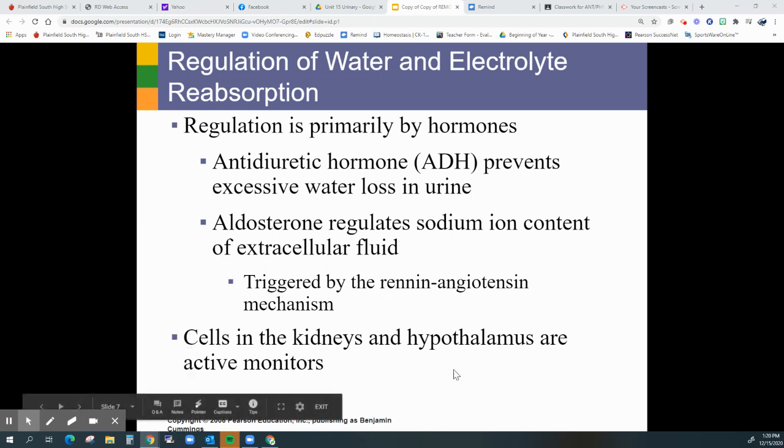And again, this just reiterates what I talked about a few minutes ago, that the kidneys and the hypothalamus really are the two motivators here that monitor this process.